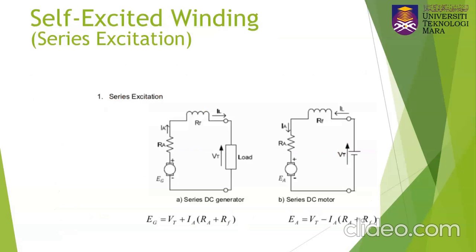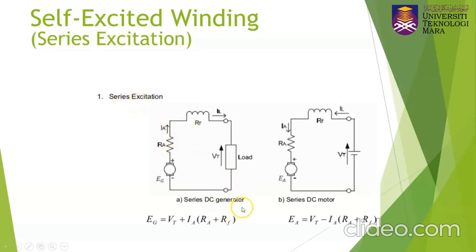All right. So first we go for the first type, which is series excitation. Here you can see that RA is the armature winding, RF is the field winding. There is a direct connection between armature and field, meaning the armature represents the rotor, and the field represents the stator. So the connection is in series type. That's why we call it a series excitation.